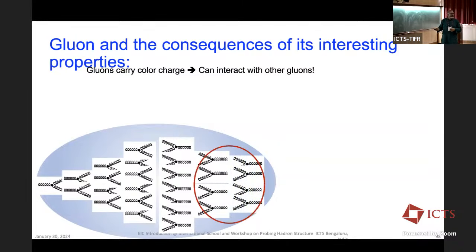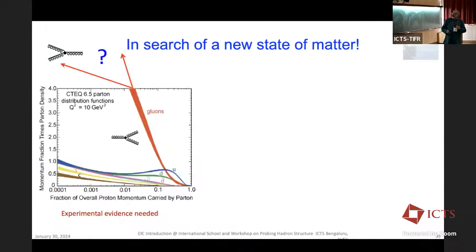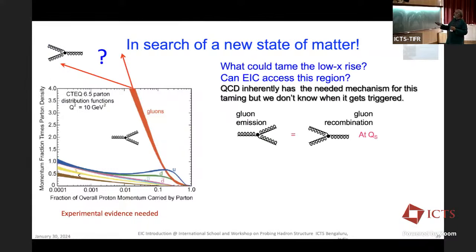saturated state might occur. And there are people who have studied this. They call that state of affairs, where the gluon density is saturated, colored glass condensate. And they said this might happen, and that's where the slope of this gluon distribution will change. What will change? What will I do?